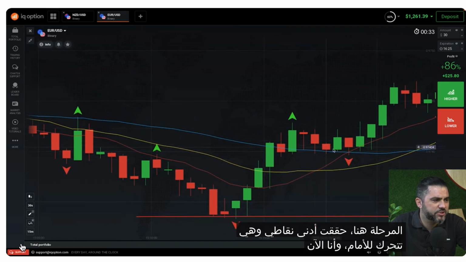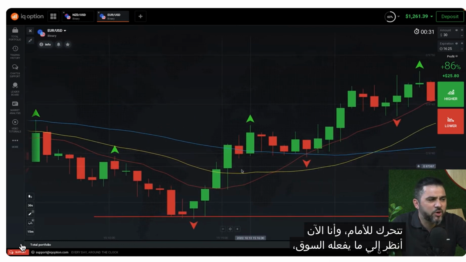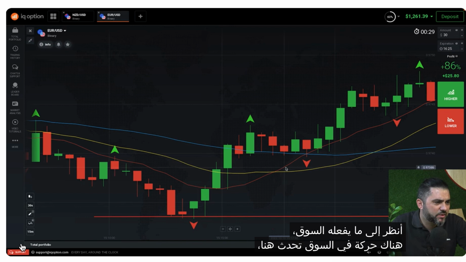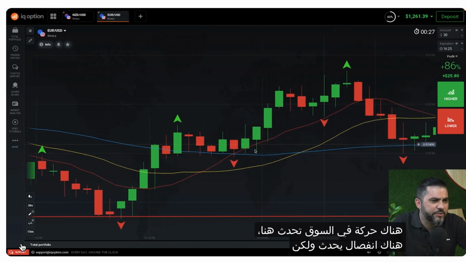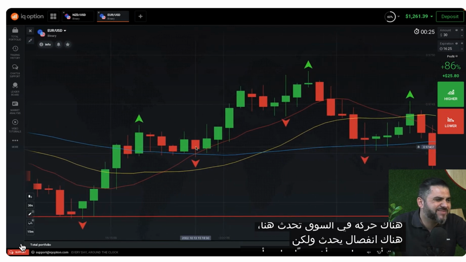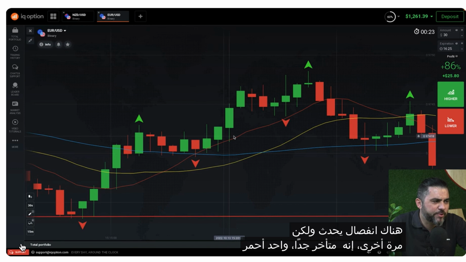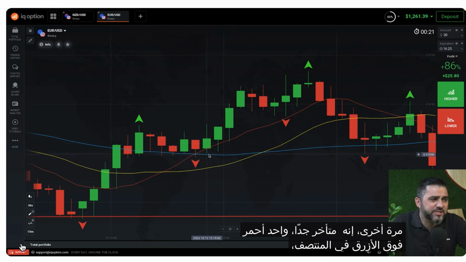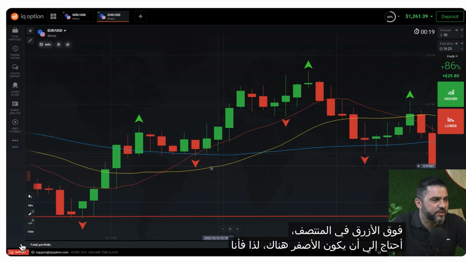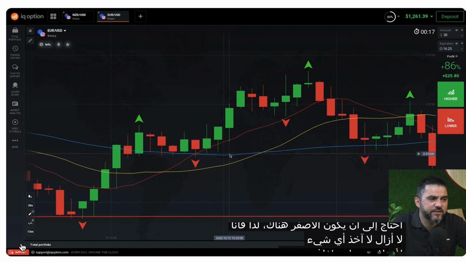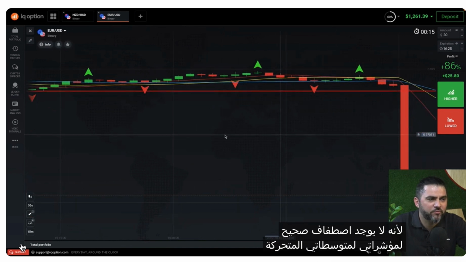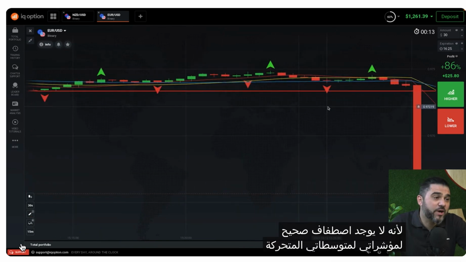Moving it forward, I'm now looking at what the market is doing. There is market movement going on here. There is a separation happening, but again, it's a very delayed one. Red one is above, the blue one is in the middle. I need the yellow one to be there. So I'm not taking anything because there's not a correct lining up of my moving averages.